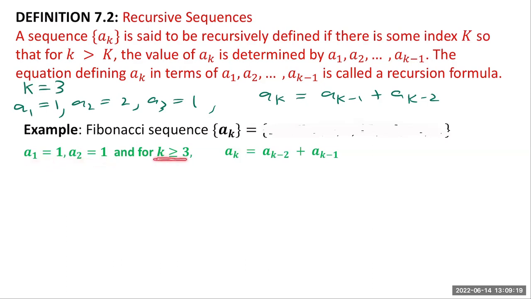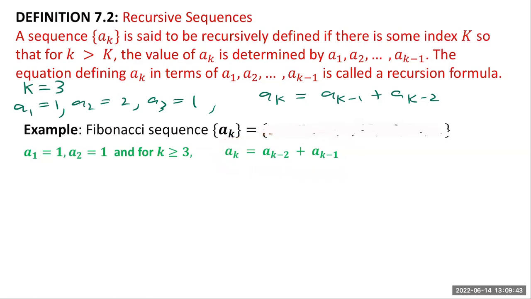And for k greater than or equal to 3, we are given an equation to calculate the terms. This kind of equation is called a recursive formula because it allows you to calculate the terms of the sequence using the previous terms. Now A1 and A2 are given, right? How do I calculate A3? I can use this recursive formula.